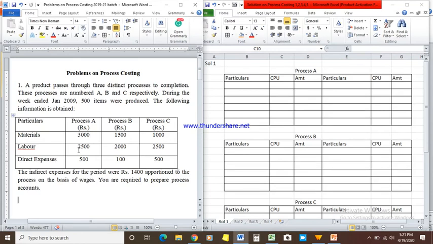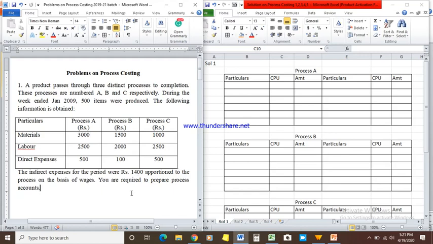Labor cost 2500, 2000 and 2500 rupees. Direct expenses is 500, 100 and 500. The indirect expenses for the period is mentioned as 1400. This is apportioned to the process on the basis of wages. So whatever the wages is given here, 2500, 2000 and 2500, you have to find the ratio of these three process labor costs, and based on that we need to apportion this 1400.